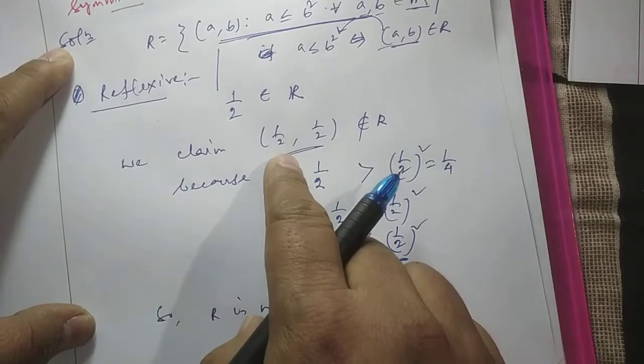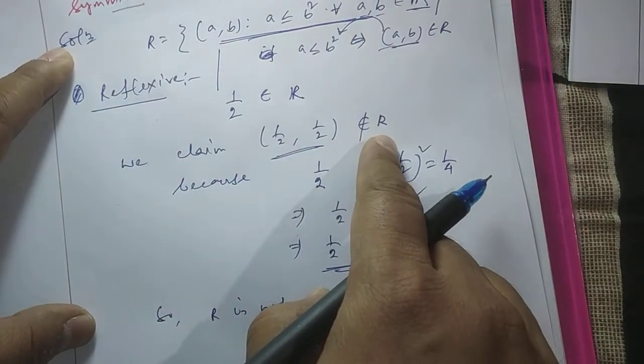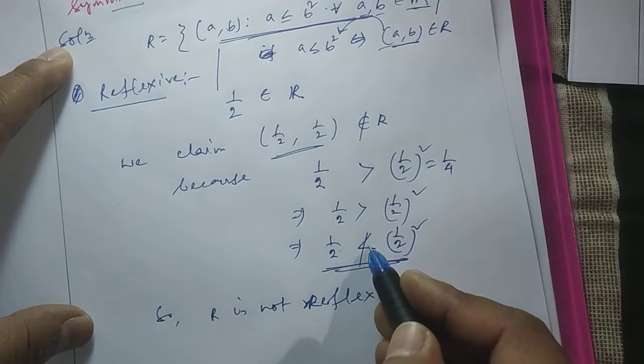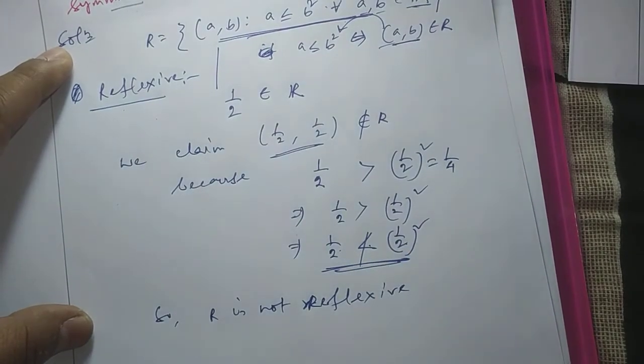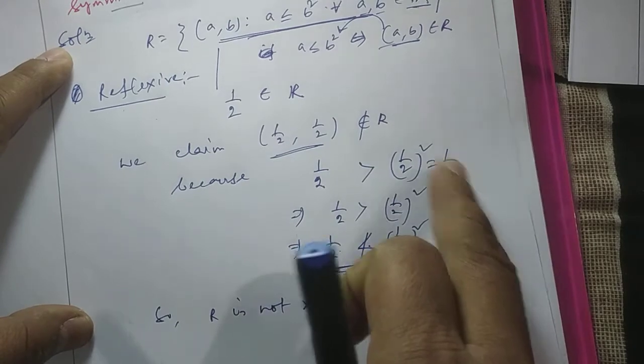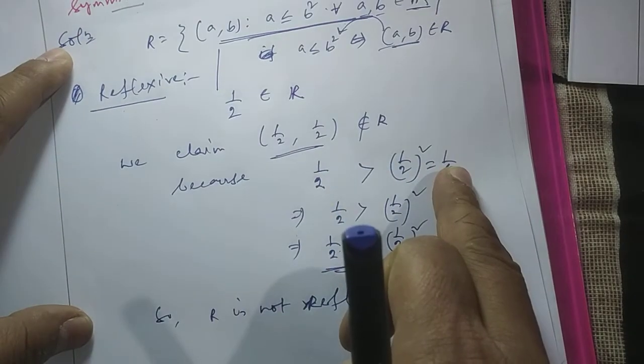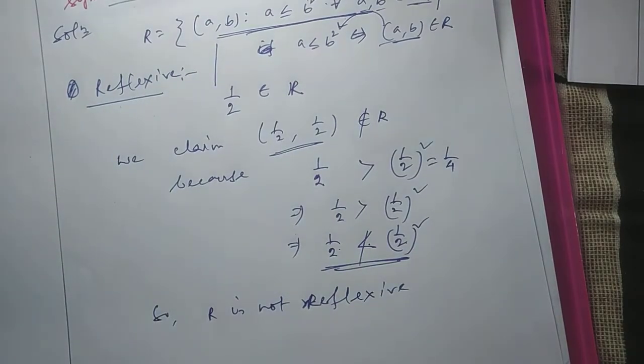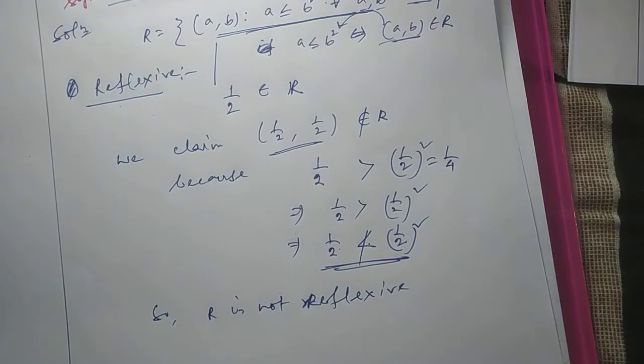Now we claim that (1/2, 1/2) does not belong to R, because here 1/2 is not less than or equal to (1/2)². Because (1/2)² means 1/4. 1/2 is bigger than 1/4. That means 1/2 is not less than or equal to 1/4. So you can say R is not reflexive. Understood or not?